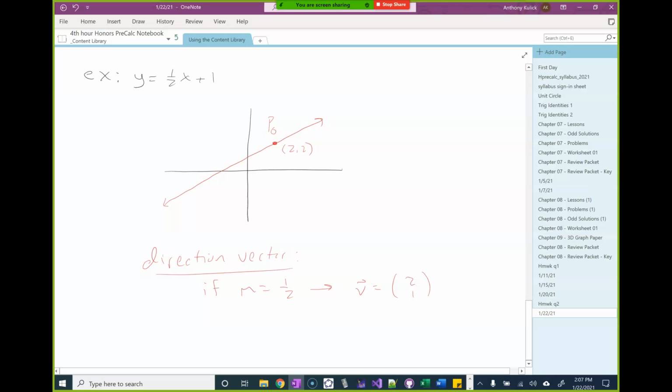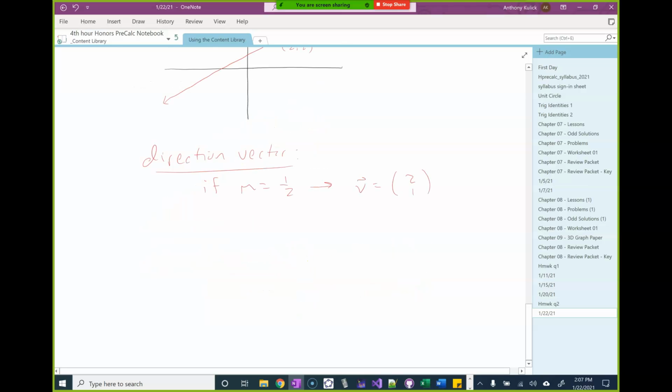If the slope was negative, would it matter which component we made negative? What do you guys think? No, it won't matter. Okay. So then we can say, I can take my equation and write this as P naught plus our direction vector.